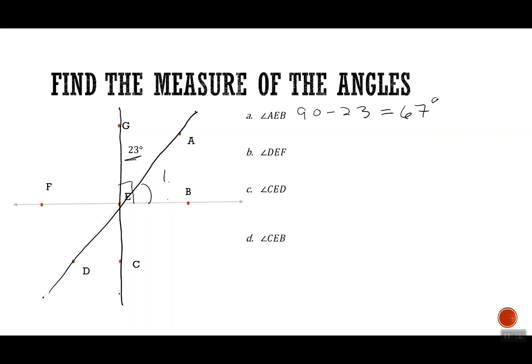Anytime I get an answer, I like to go ahead and write it down so I can see it and hopefully use it later. The next question says, look for DEF. Well, immediately, that DEF I can see is vertical from the angle we just found in part A, so this will also be 67. The next one says, find angle CED, right here. Well, CED is opposite of angle AEG that we had from the beginning. I know this one is 23.